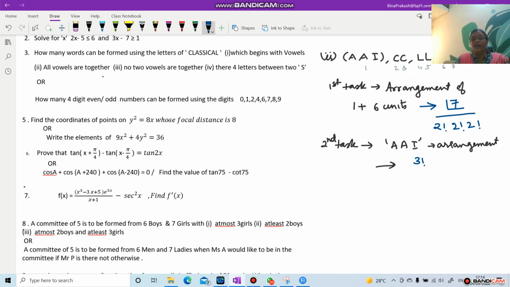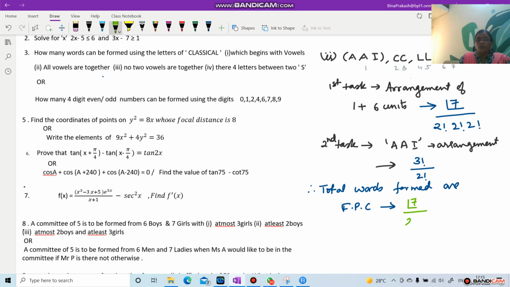But when you arrange it, you'll find that there are 2 A's. So we'll have to take into consideration the arrangement of the 2 A's. The number of ways that we can arrange the 2 A's and I is 3 factorial upon 2 factorial. Therefore, the total words formed are, as per the principle of counting, the total number of ways the two tasks can be done is the multiplication of them. So it comes out to be 7 factorial upon 2 factorial. You can compile it and write multiplied by 3 factorial upon another 2 factorial. So the total number of 2 factorials that you find is 4.